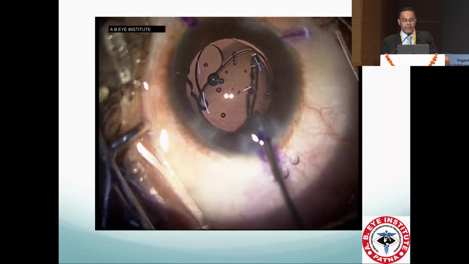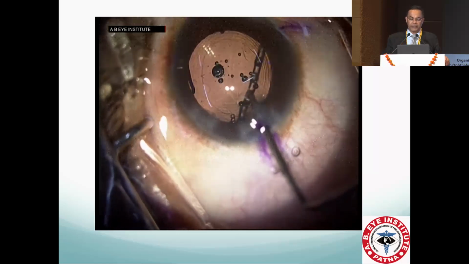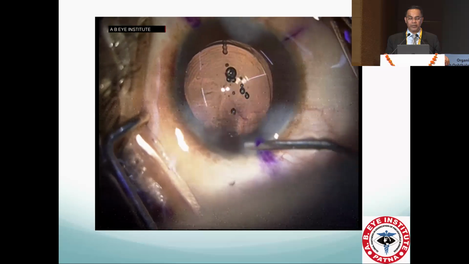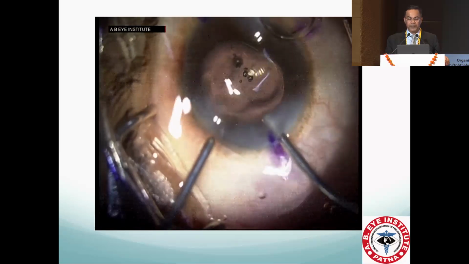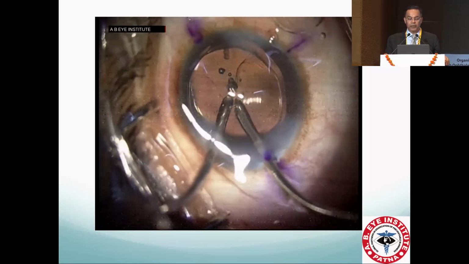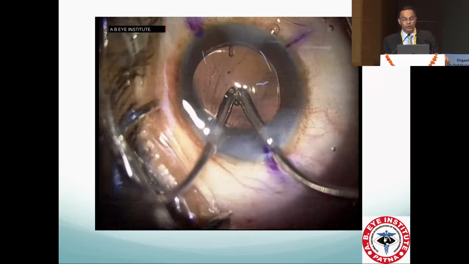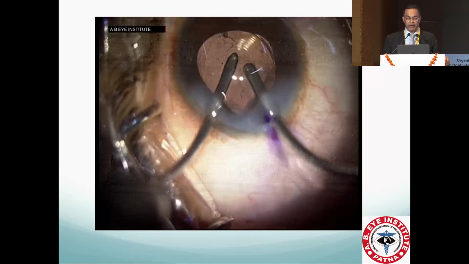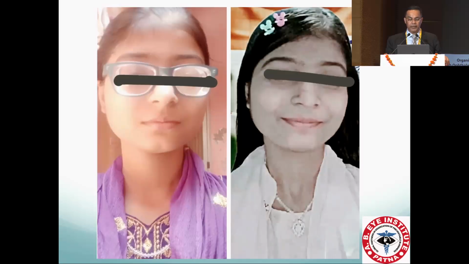Some of the lenses by AdTech, without any financial interest, have these grooved haptics which keep the toric IOLs in place, and you just remove all the viscoelastic. It's very important to remove the viscoelastic from behind the IOLs also in these premium IOLs, and then you put it in place. So this was the patient, and now she is very happy, and she has trifocal in both her eyes now, and she is on top of the world.